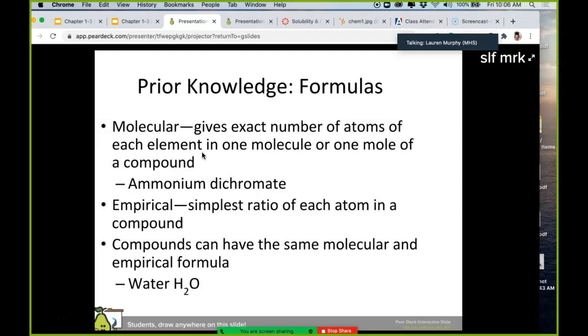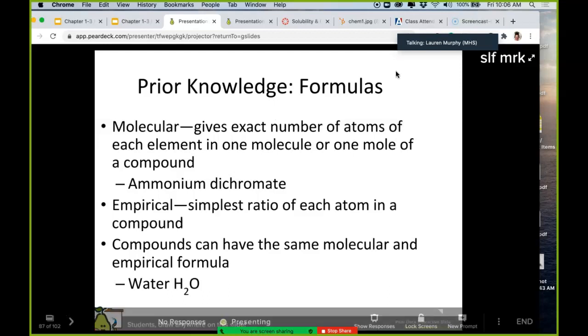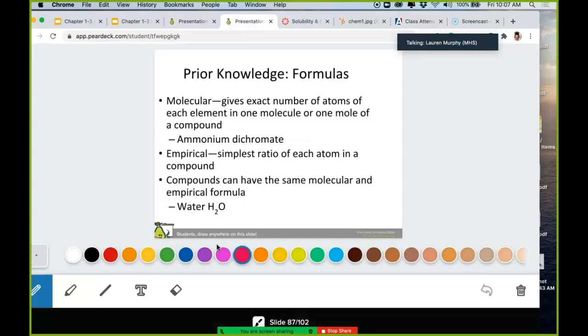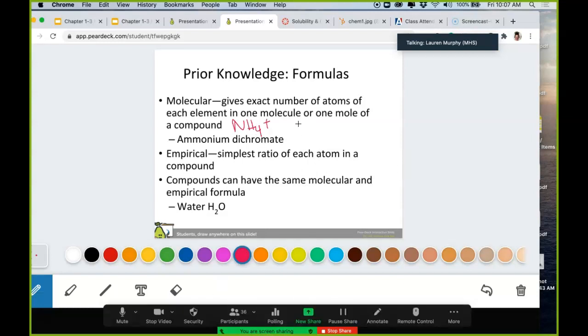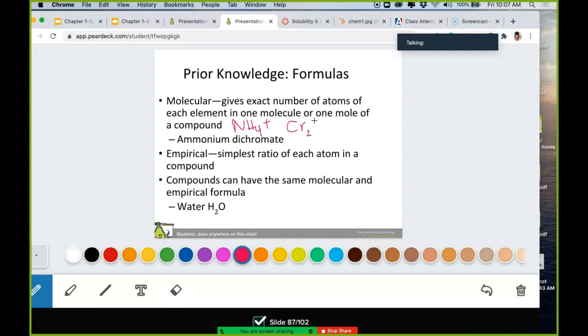Okay, so molecular formulas tell you the true identity of the substance. So for example, ammonium dichromate. Ooh, flashback on polyatomics. So ammonium. Who is dichromate? Anybody want to share? Cr2O7 2-. Thank you.